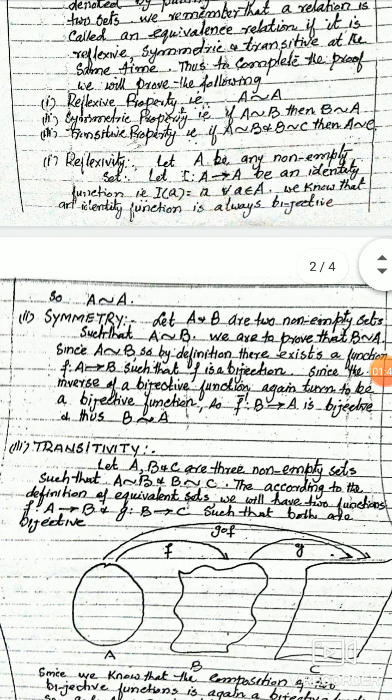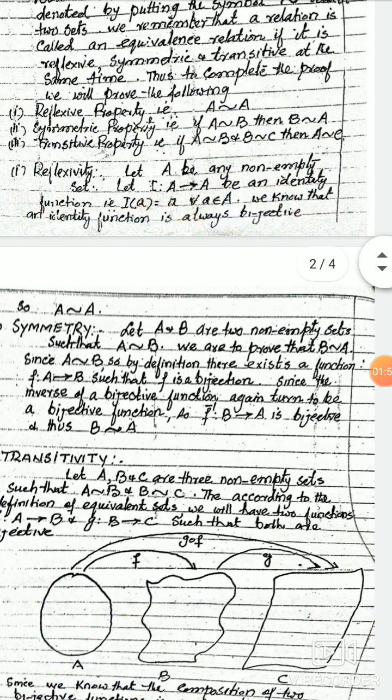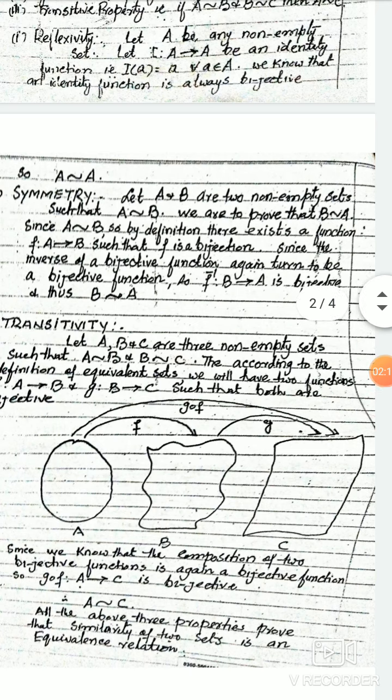Number 2, symmetric. If A and B are two non-empty sets such that A is equivalent to B, then we are to prove that B is equivalent to A. Since A is equivalent to B, by definition there exists a function f from A to B such that f is bijective. Since the inverse of a bijective function is again a bijective function, f inverse from B to A is bijective, and thus B is equivalent to A.